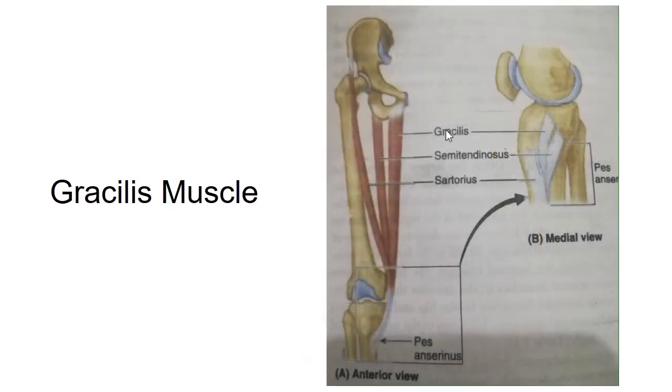There is another important point about insertion of gracilis muscle. Gracilis is the only member in adductor group which crosses the knee joint as well as the hip joint. Gracilis joins the other two joint muscles from other two compartments of thigh. As you can see here, it joins sartorius from the anterior compartment of thigh and semitendinosus from the posterior compartment of thigh.